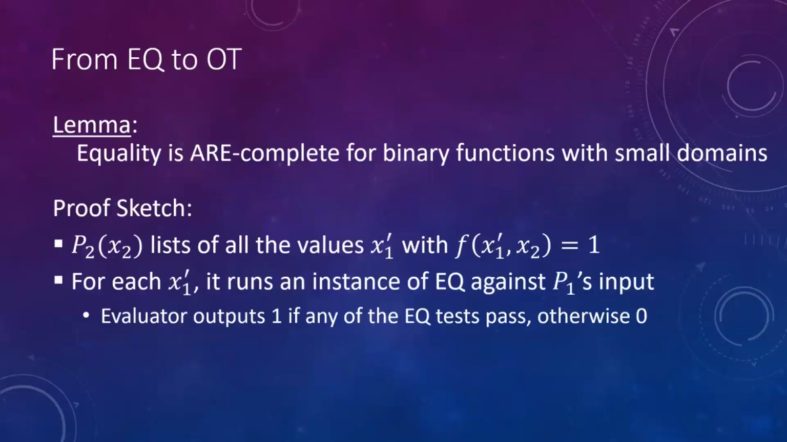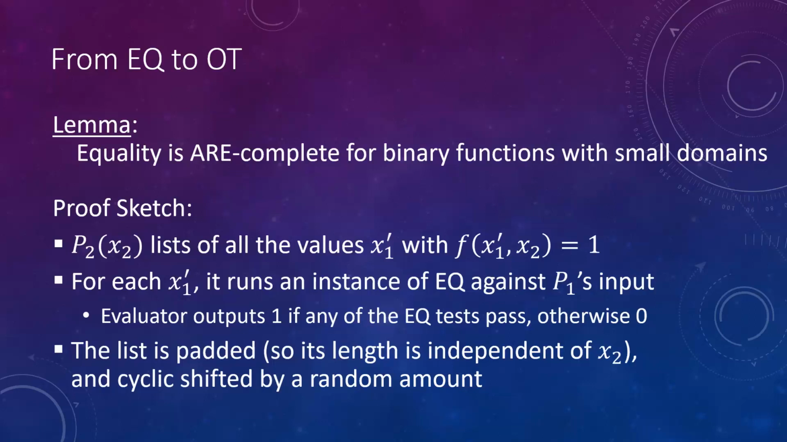Think of P2. P2 has its own input x2, and it knows the truth table of the function. So it takes all the x1 primes that would have yielded an output of 1 and lists them, and then just runs equality for each one of them against the real input of the first party. And then you output 1 if any of them is 1 and 0 otherwise. That's basically it. For security, you need to do a little more. So you need to pad this list so that the length of it doesn't depend on the output. And you need to shift it by a random amount so that the position where the 1 is doesn't leak anything. But other than that, this is all there is.